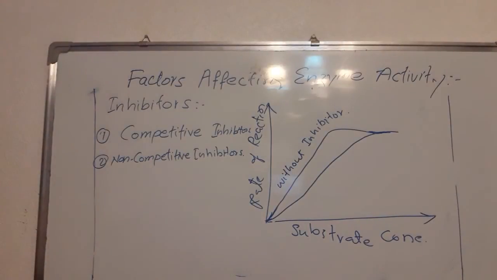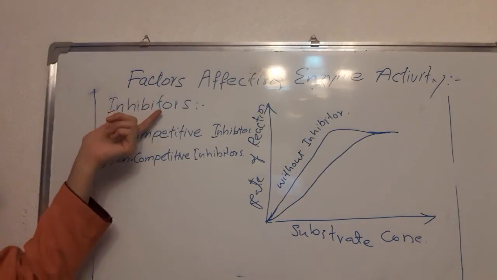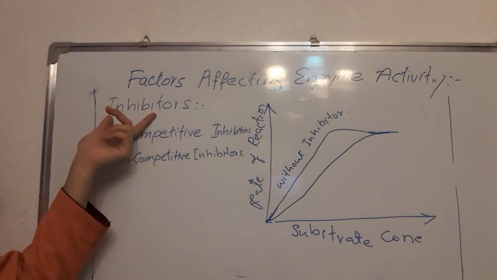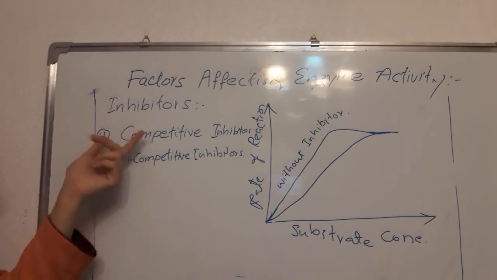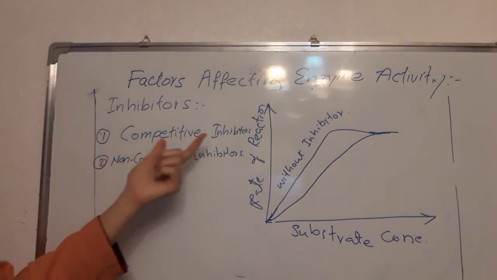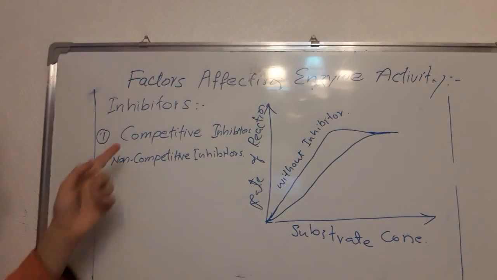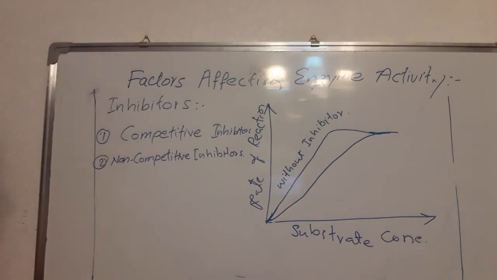So enzyme activity can be inhibited by adding certain substances. We call them inhibitors. They stop the activity of enzyme. There are two types of inhibitors: competitive inhibitors and non-competitive inhibitors. First we'll talk about competitive inhibitors. These inhibitors actually compete with the substrate molecule to get into the active sites of enzymes.